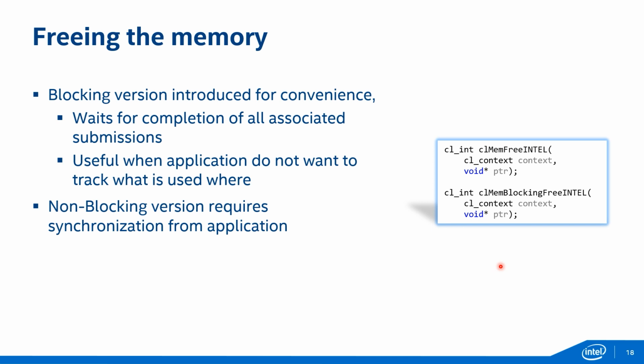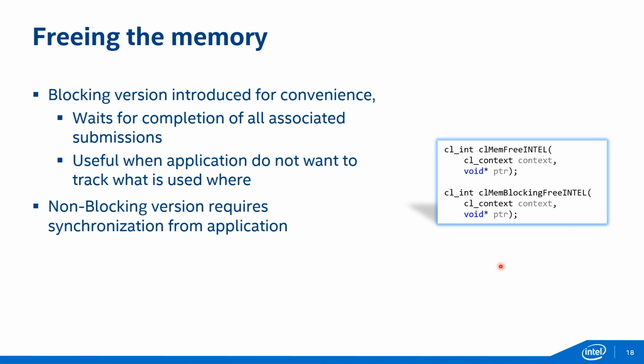We call it clMemBlockingFreeINTEL. This call ensures that all operations are completed and the pointer may be freed. And this gives very nice convenience to the application, because it doesn't need to track all the usages, all the submissions, and all the stuff.